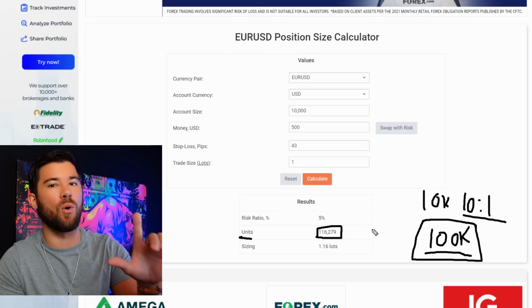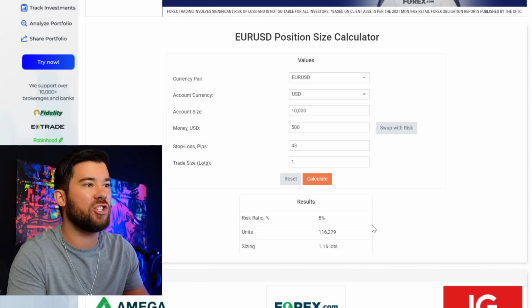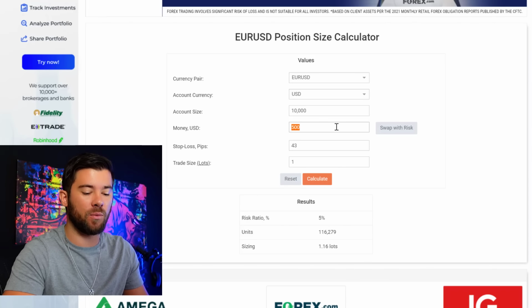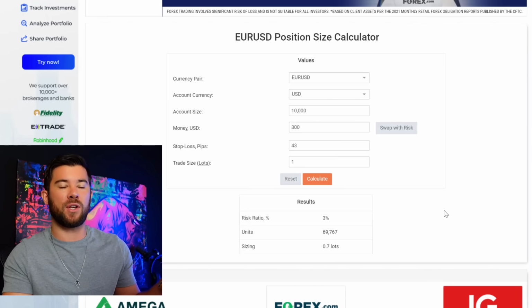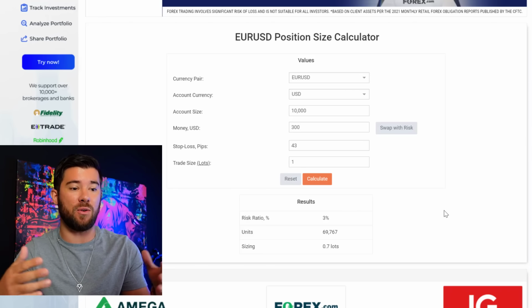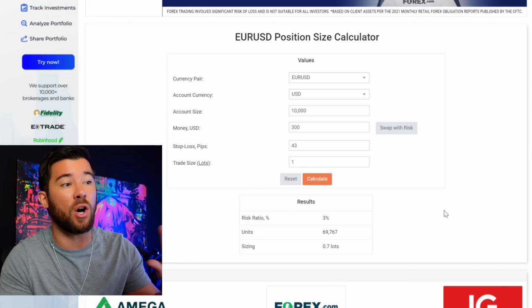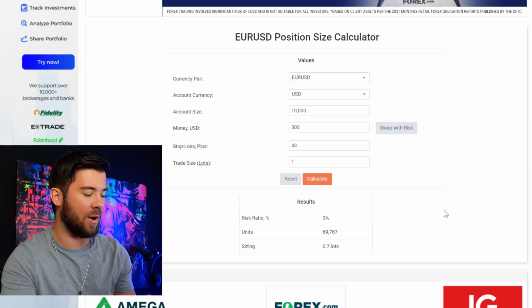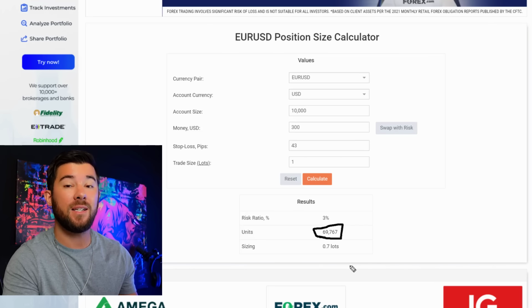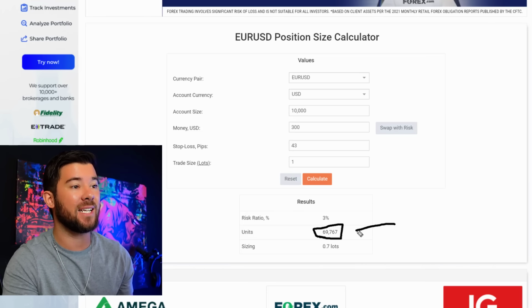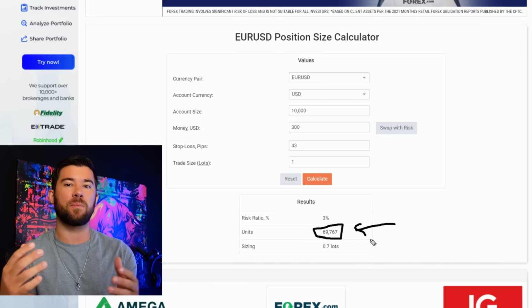Let's take a look at one more example. Let's just change this trade up and say we wanted to risk $300. Calculate. Now, we don't have to go through much. You should know by now that you have a 10K account, you have 10-to-1 leverage, you have 100,000 units of buying power. In this case, could you place this trade? Yes, because all you need is 69,000 units in order to place this trade.